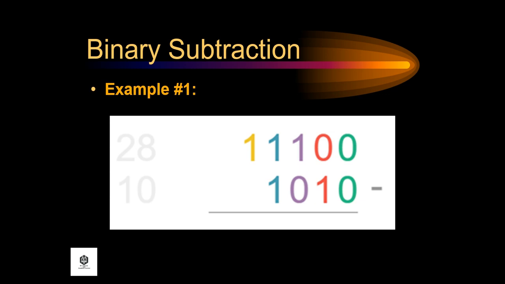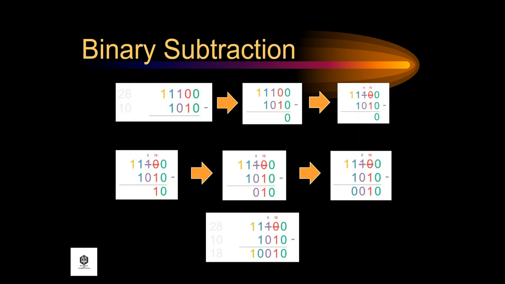So let's show the solution. For example number 1 of binary subtraction, the given numbers are 11100 or 28 in decimal minus 1010 or 10 in decimal. The solution will be 11100 minus 1010. For the first column at the right, 0 minus 0 is equal to 0.